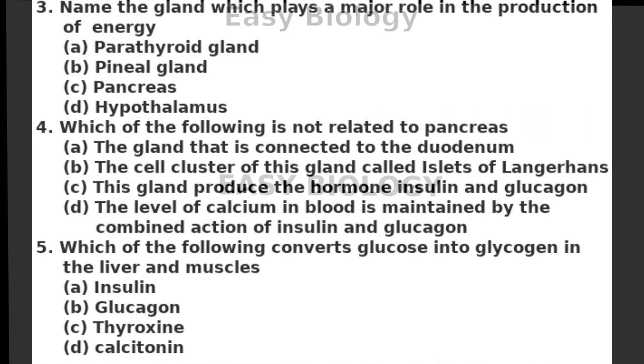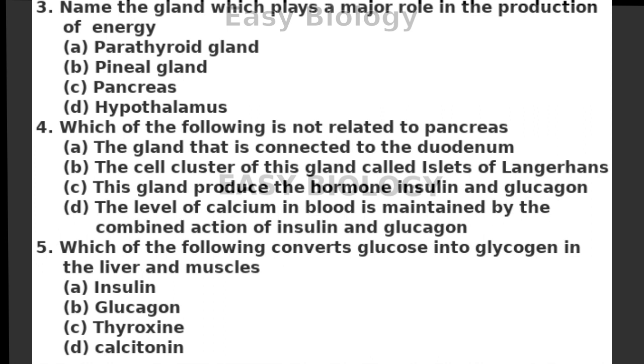Question number 4. Which of the following is not related to pancreas? A. The gland that is connected to the duodenum. B. The cell clusters of this gland are called islets of Langerhans. C. This gland produces the hormones insulin and glucagon. D. The level of calcium in blood is maintained by the combined action of insulin and glucagon.